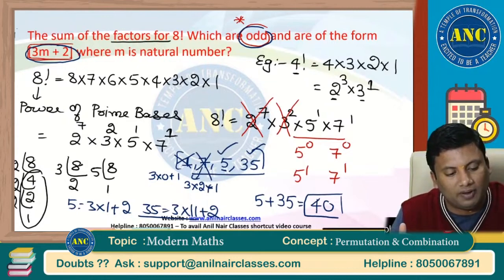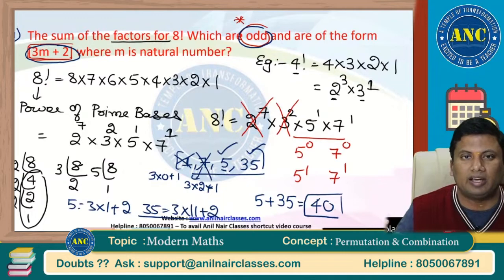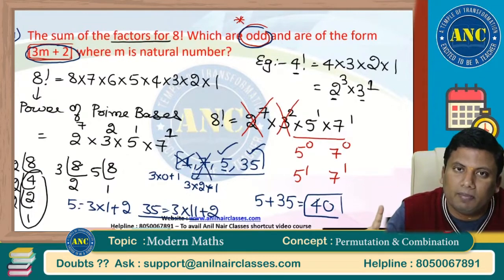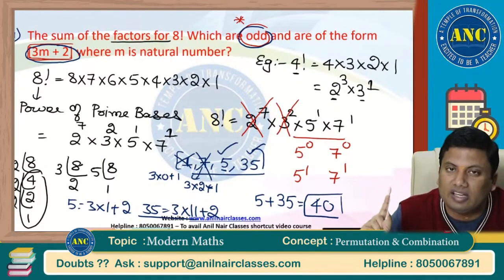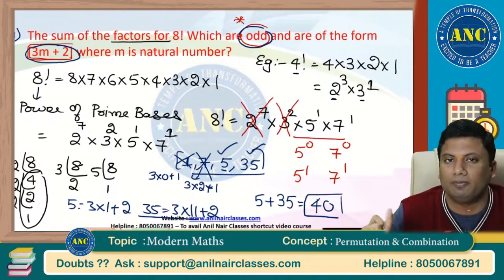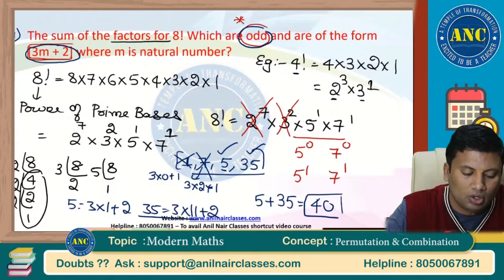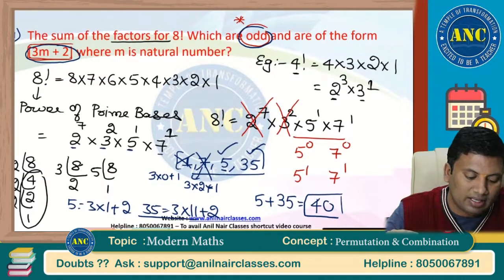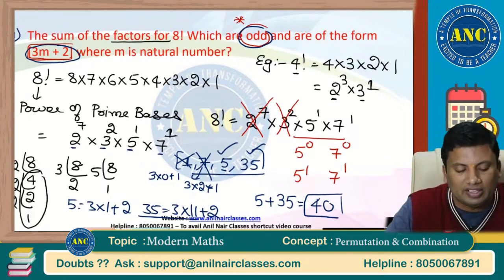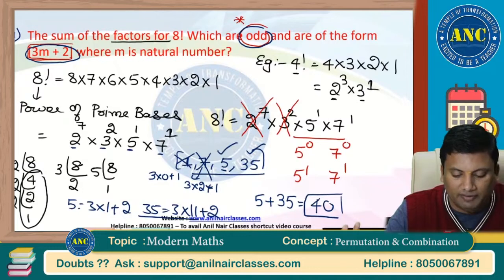Question number 1, a very good exam-based question. Again, the second time I am explaining. Step number 1, the number given in the question is 8 factorial. I write 8 factorial as a power of prime bases. How to write it? From 1 to 8, what are all the prime numbers? 2, 3, 5 and 7. The highest power of 2, highest power of 3, highest power of 5, highest power of 7: 2 power 7, 3 square, 5 power 1 and 7 power 1.